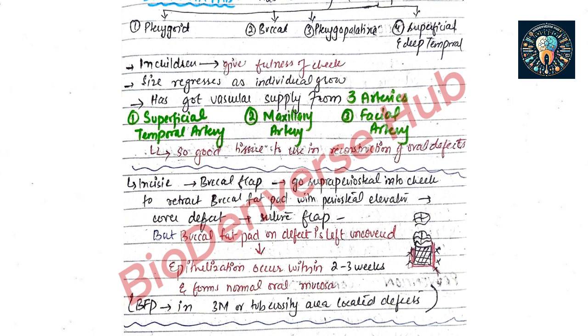Now let us study the procedure in a bit of detail. So again, you need to give the local anesthesia or general anesthesia, then you have to make the incision in the buccal mucosa, and you have to reflect the buccal flap, go supraperiosteally into the cheek to retract the buccal fat pad with the periosteal elevator, and then cover the defect with the buccal fat pad. And after covering the defect with the buccal fat pad, you need to place the sutures.